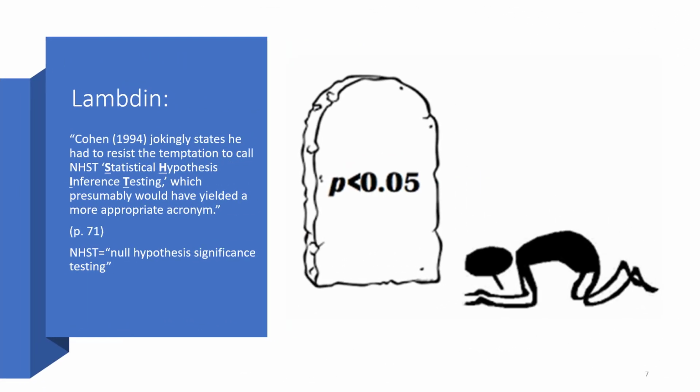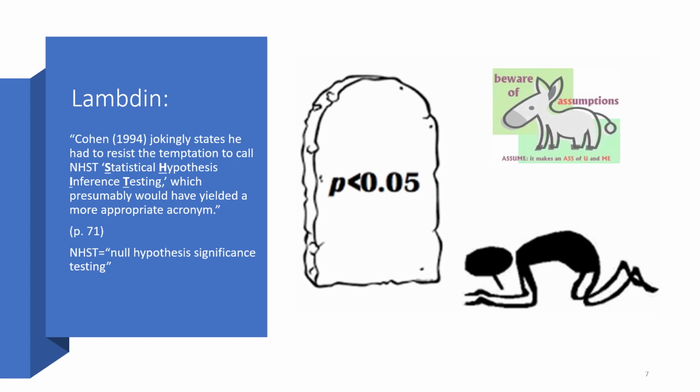I'm not going to belabor it. In fact, in class I'll give you a handout, but I like to quote this particular line from his article that Cohen jokingly states he had to resist the temptation. This is Jacob Cohen, by the way, the famous statistician. He had to resist the temptation to call it NHST, which is null hypothesis significance testing, statistical hypothesis inference testing. I'll let you figure out the acronym, which presumably would have yielded a more appropriate acronym.